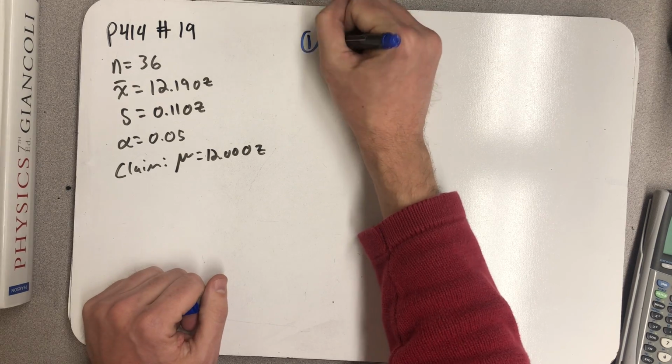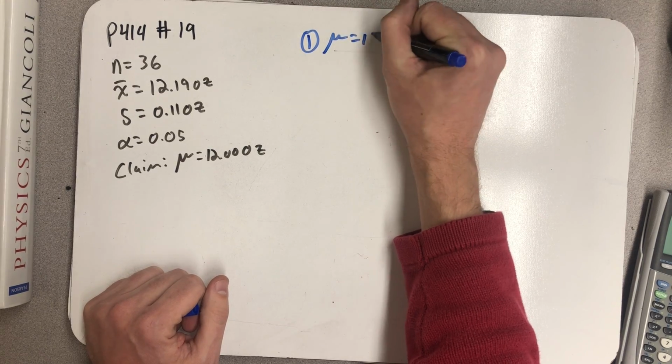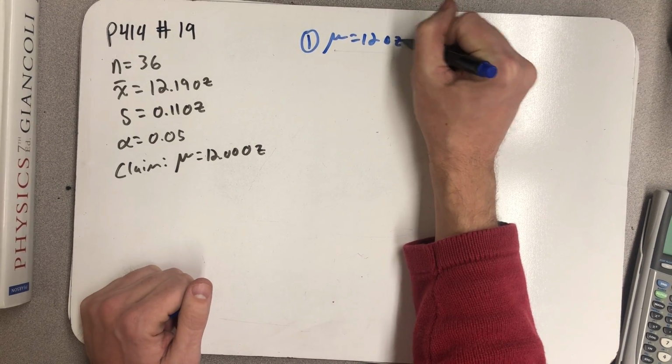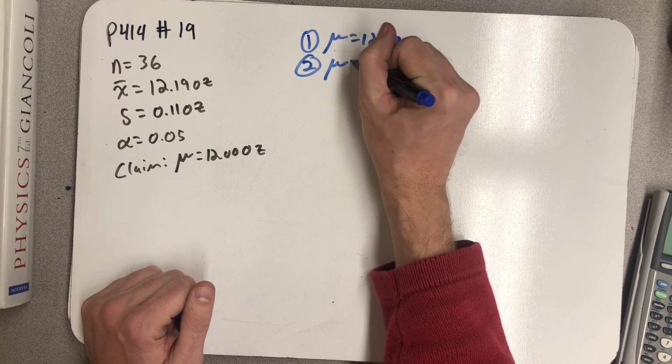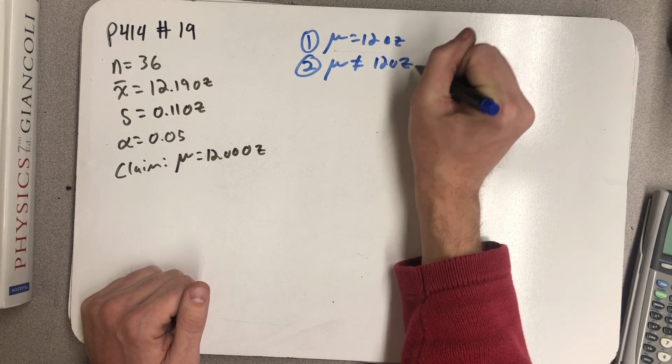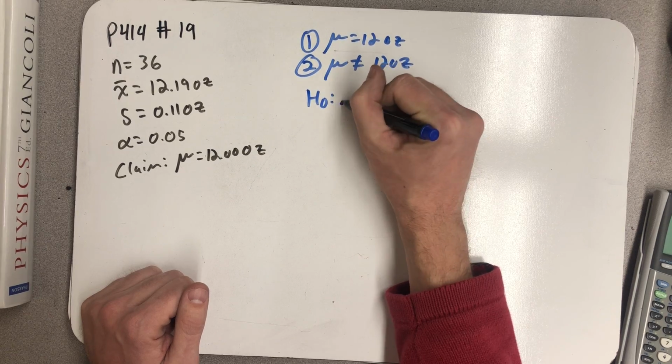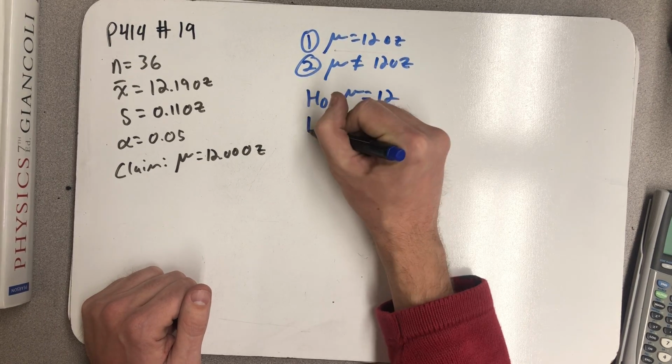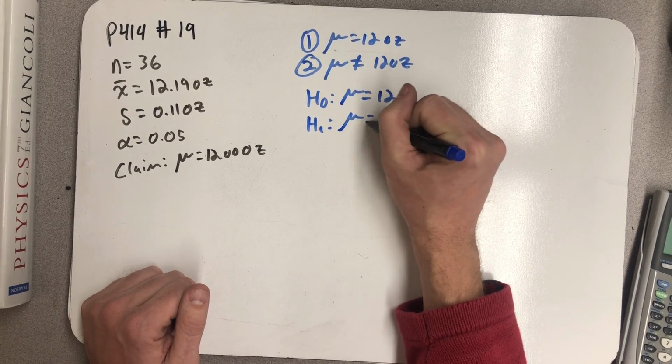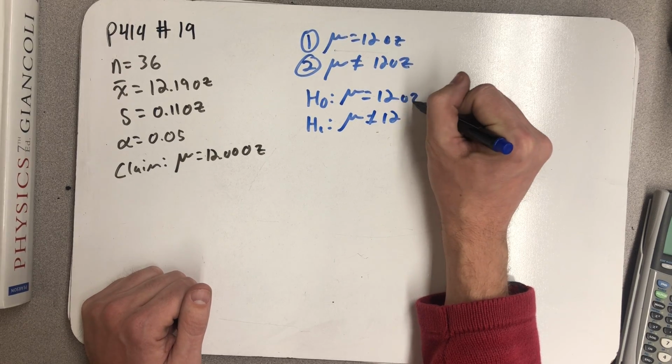So I'm supposed to write the claim down in symbols. Mu equals 12 ounces. The second statement was true and that's false, and this is the unique case where our claim becomes the null hypothesis. And then that other statement has to become my alternate hypothesis.